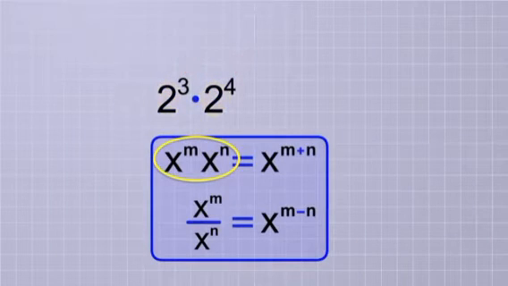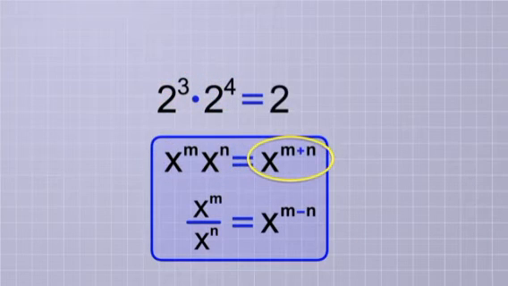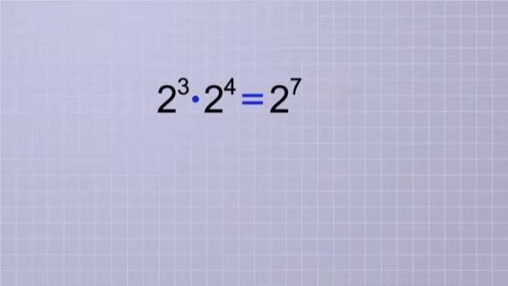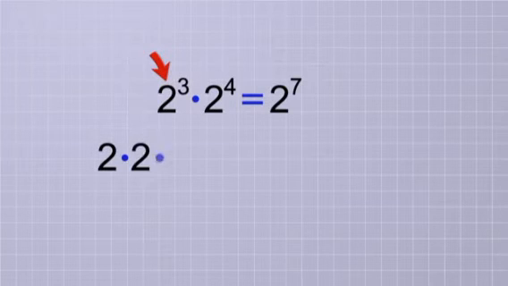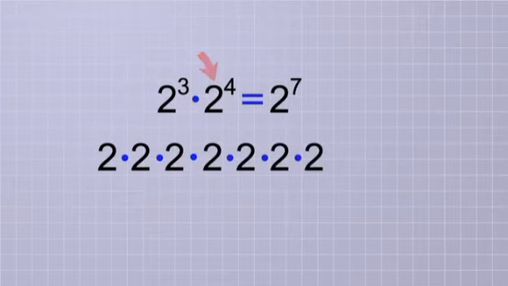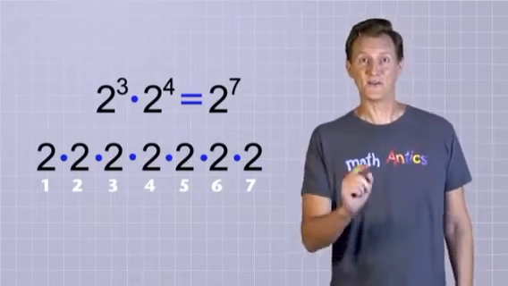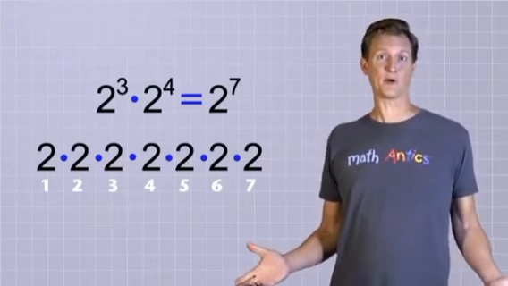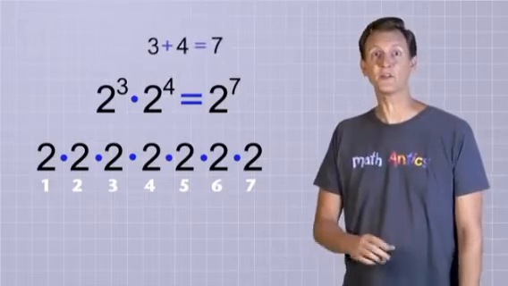Our law tells us that this would equal 2 to the power of 3 plus 4, or 2 to the 7th power. But does it? Well, let's break it down and see. 2 to the third is 2 times 2 times 2, and that's being multiplied by 2 to the fourth, which is 2 times 2 times 2 times 2. That's a lot of 2's being multiplied together, 7 2's to be exact. So that is what you'd get by just adding the exponents together, since 3 plus 4 equals 7.